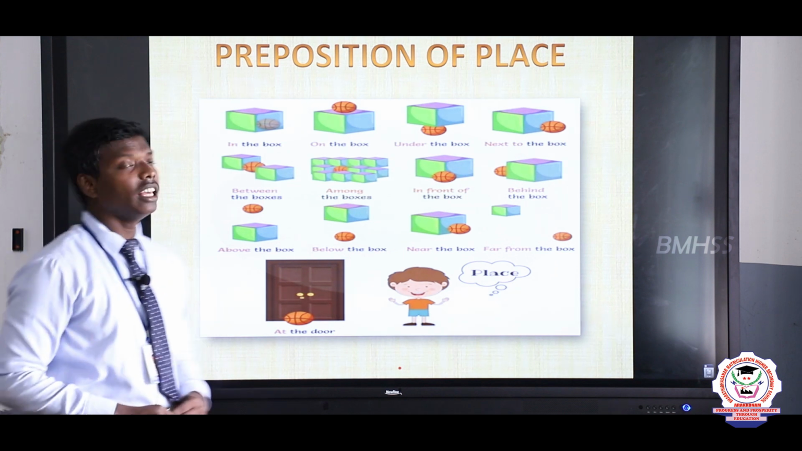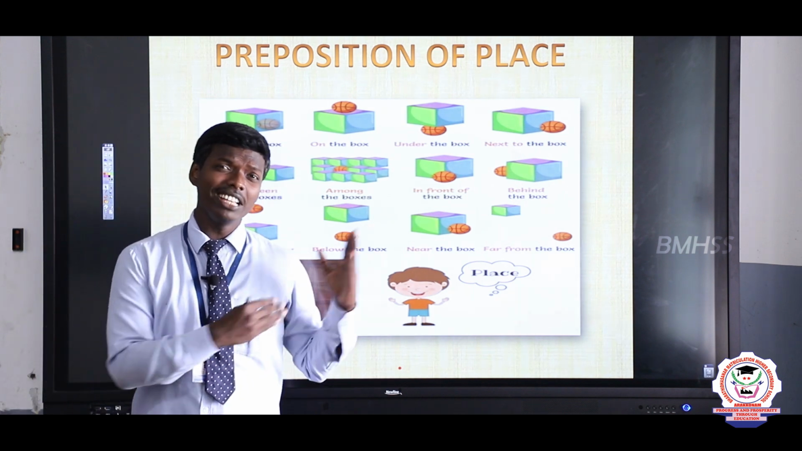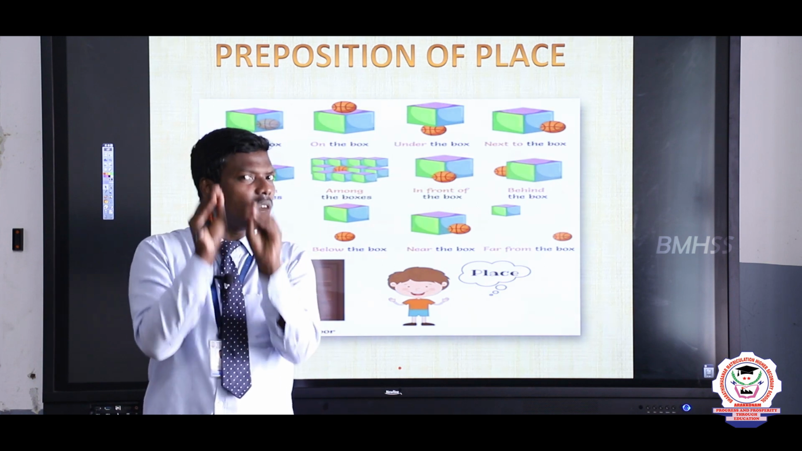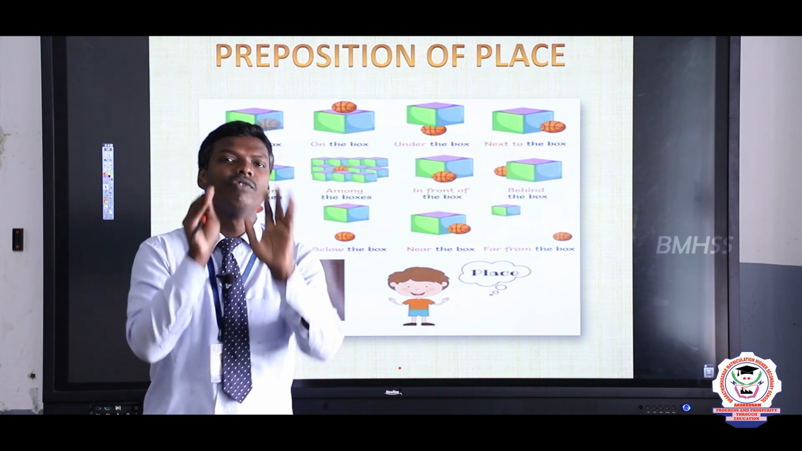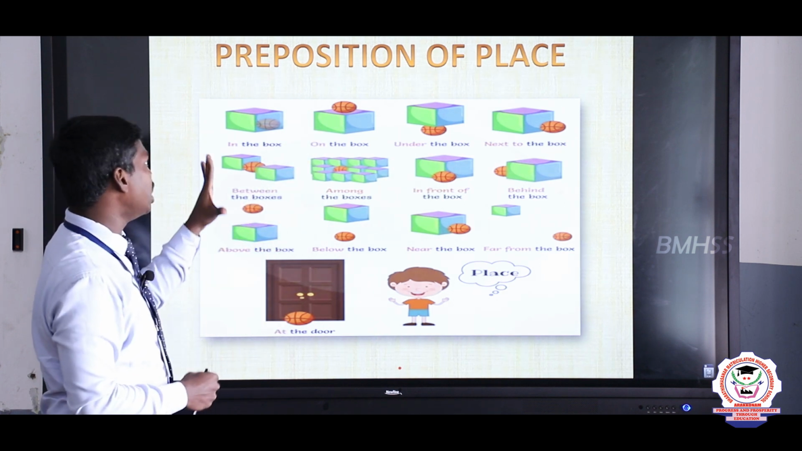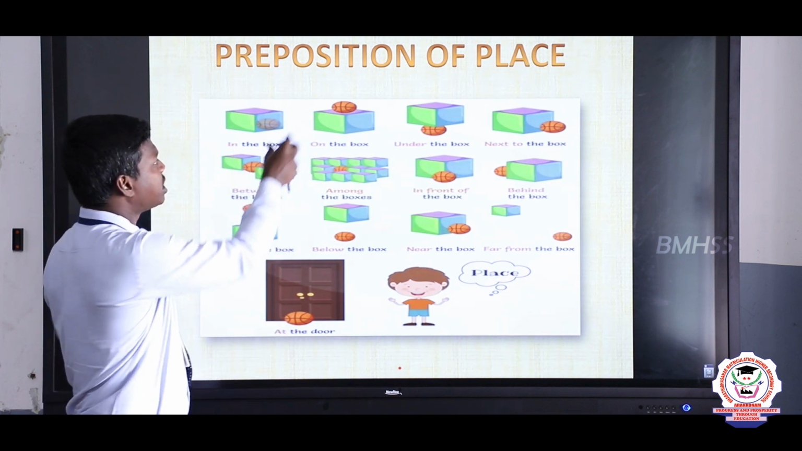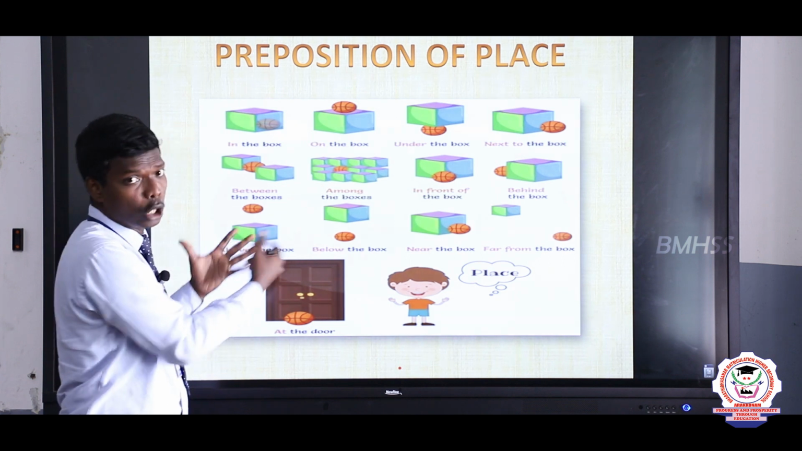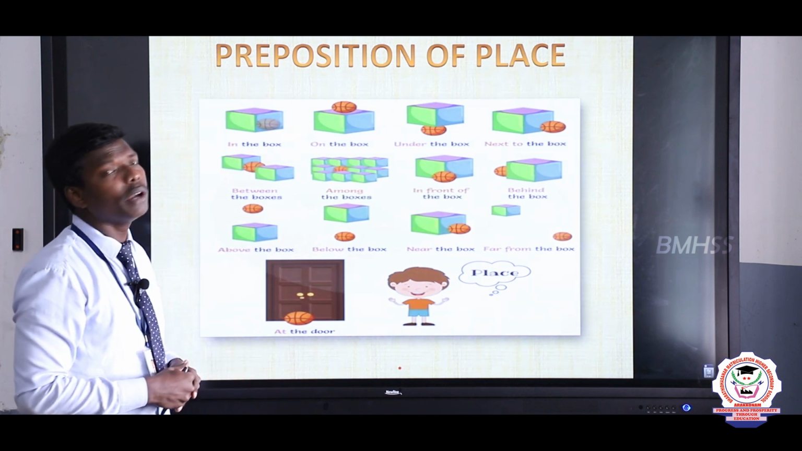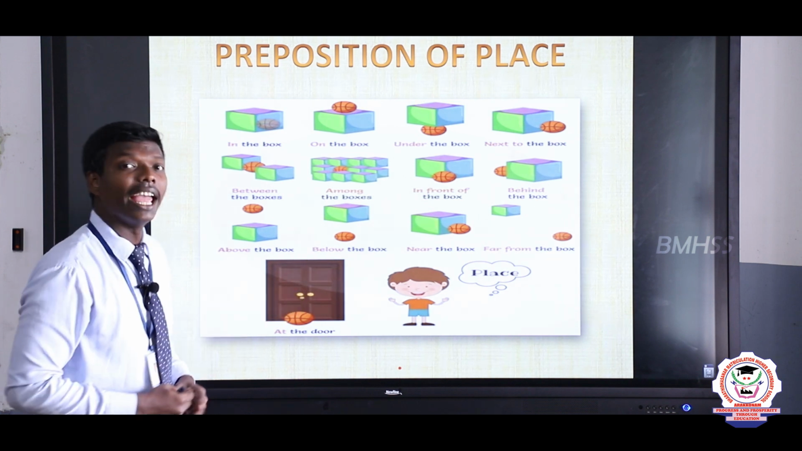Now we shall see the preposition of place. Already we saw something about the preposition of time and place. Now we are going to give much concentration only on the preposition of place. Please look at this whole picture. Here you can see there is a box, and there is a ball also, it looks like a basketball. If the ball is inside the box, what do you say? We say in the box.